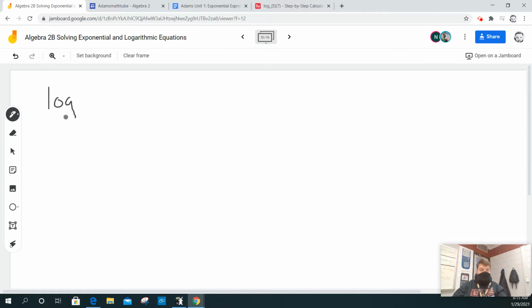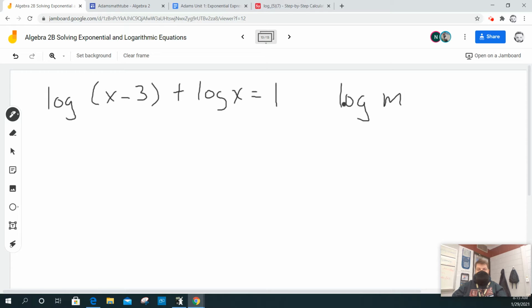All right, so we have the natural log, or not the natural log, the common log of x minus 3 plus the log of x is equal to 1. I can't stress this enough. If you see the log of something and they don't list a base, it's implied that that's the log base 10 of m. This is called the common log.